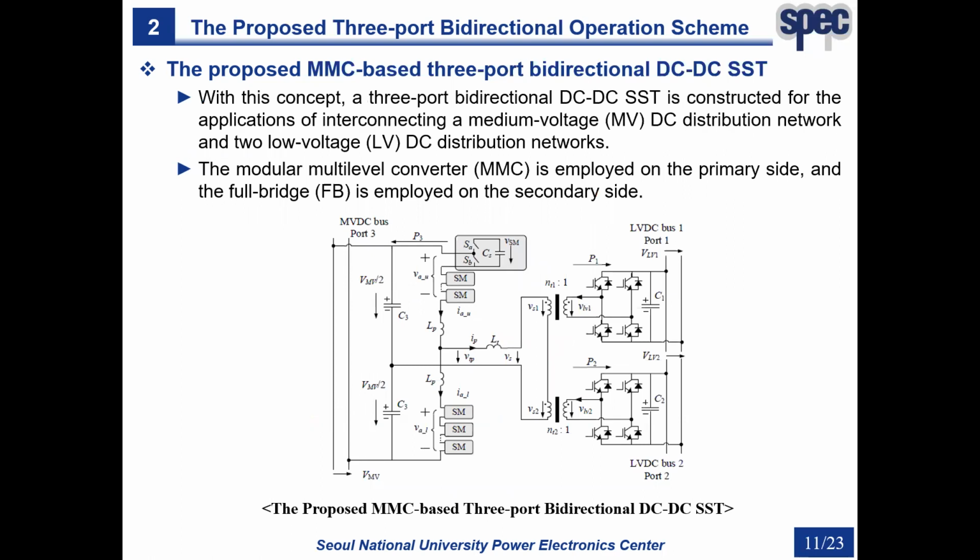With this concept, a 3-port bidirectional DC-DC SST is constructed for the applications of interconnecting an MVDC distribution network and 2 LVDC distribution networks. As shown in the figure, the multi-level converter is employed on the primary side to handle the medium voltage, which is denoted as port 3, and the full bridge is employed on the secondary side, which are denoted as port 1 and port 2 here, respectively.